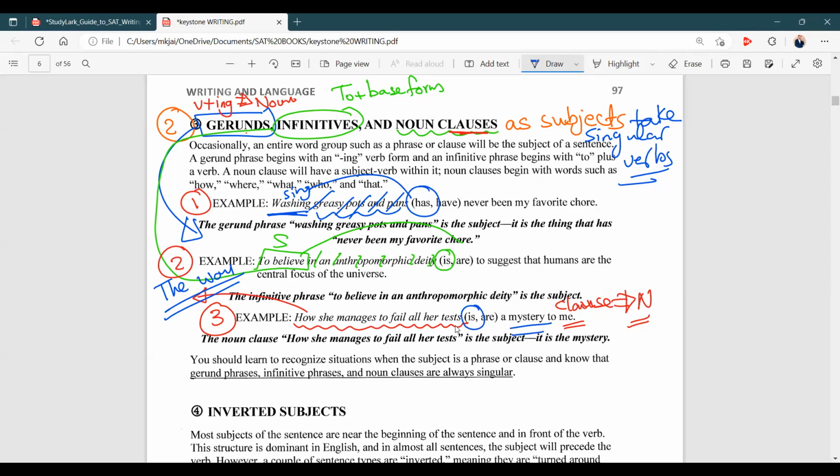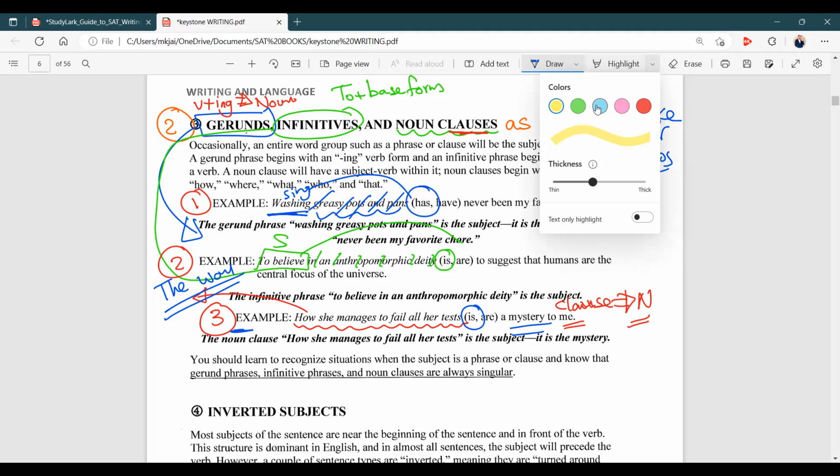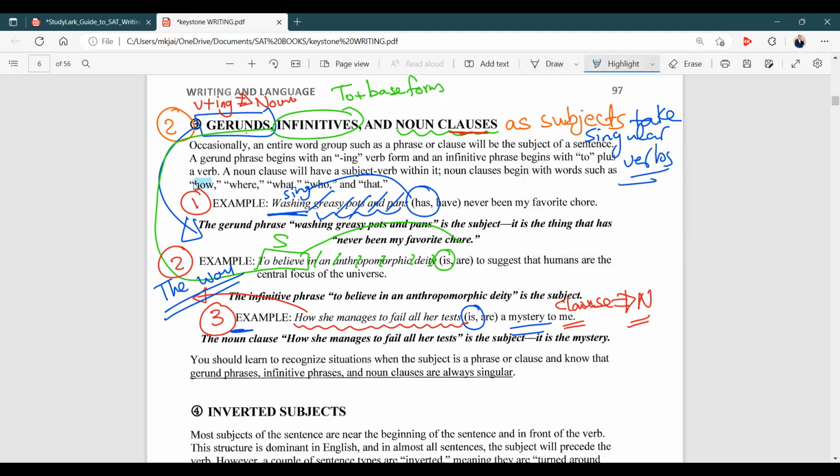So, by the way, this type of example rarely appears in tests, but you have to be familiar with all of them. So, any markers for these noun clauses? They begin with words like... I said like, it's an indicator. For example, if it has an italic font. Right? How, where, what, who, that. And I can also add whether.